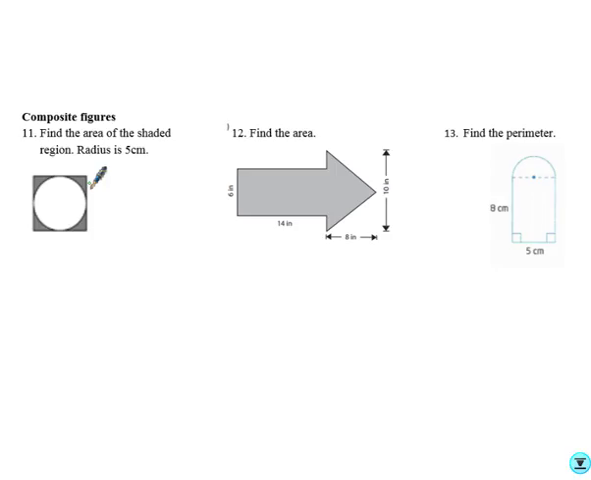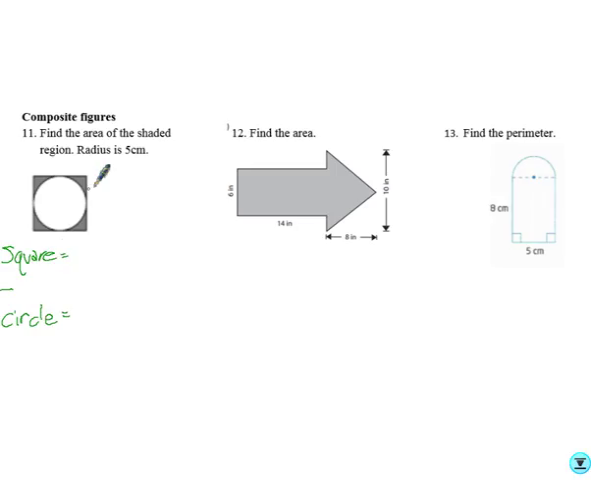So what I like to do for these is kind of break it down into its figures. What do we have? So we have a square and we have a circle. And so what we're doing is we're actually removing a circle from a square. So this is when we're going to subtract. We're going to take the area of the square minus the area of the circle.